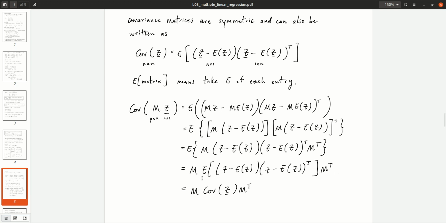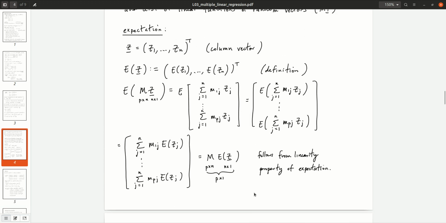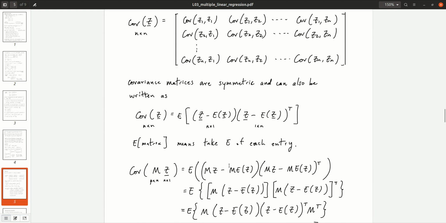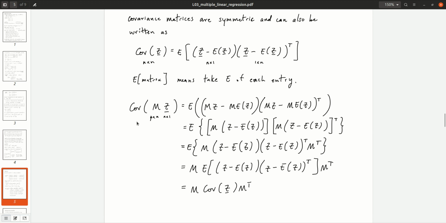Now if you inspect what's in the middle, this is just the covariance matrix for Z. This is the same exact equation. So the covariance of MZ is M times the covariance of Z times M transpose. This is one of the important equations you're going to have to remember. The first one is that the expected value of MZ is M times the expected value of Z. And the second important property is that the covariance of MZ is M times the covariance of Z times M transpose.